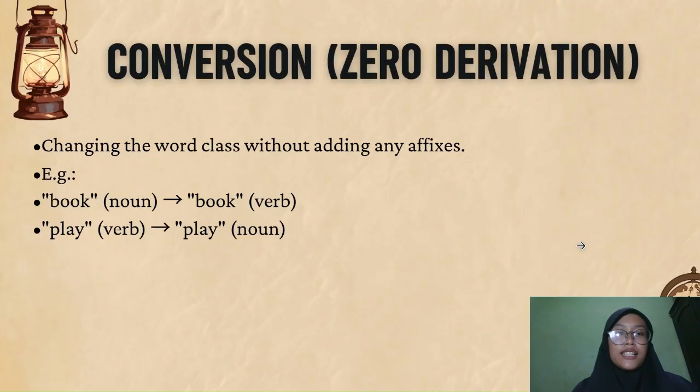And then next is conversion or zero derivation, which is changing the word class without adding any affixes. The example is book, noun, and book, verb. Book is a noun, a book, and book, verb, is like booking. I'm booking a hotel room. And then play, verb; play, noun. Play, verb, is like he plays the guitar, and play, noun, is like he enjoys the play.